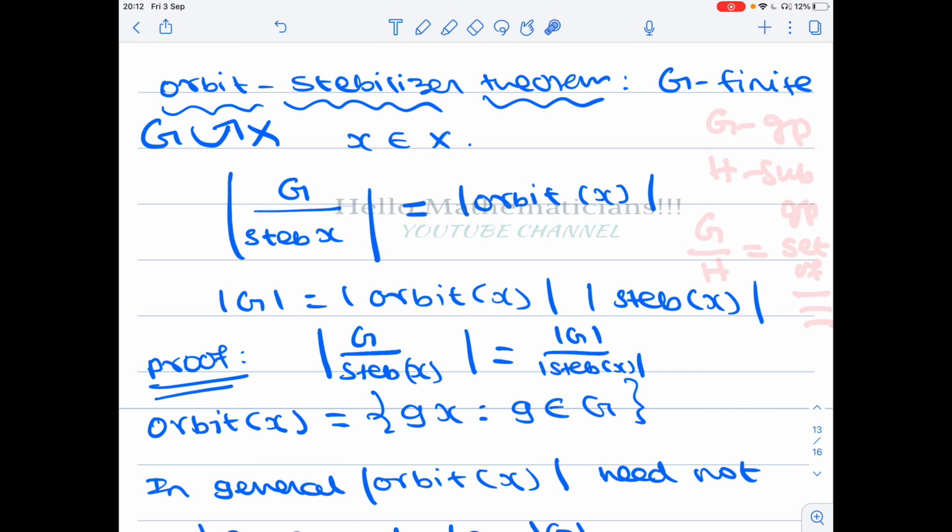So the orbit stabilizer theorem is saying that the number of right cosets of the stabilizer of X is equal to the number of elements in the orbit. That is what it says. In particular, if G is finite, then the number of right cosets is given by the cardinality of G by the cardinality of the stabilizer of X. Unless this number is finite, you cannot write this expression. Also note that this number is nothing but the index of the stabilizer of X in the group G. The index of a subgroup means the number of right cosets.